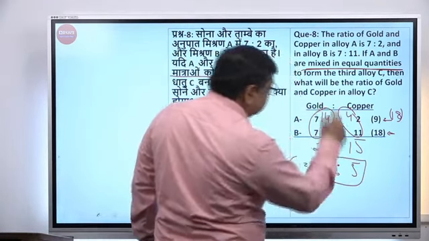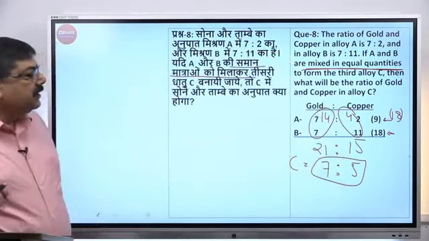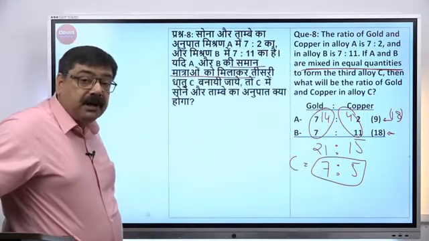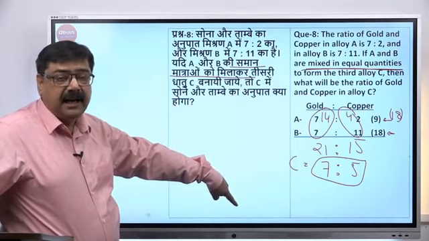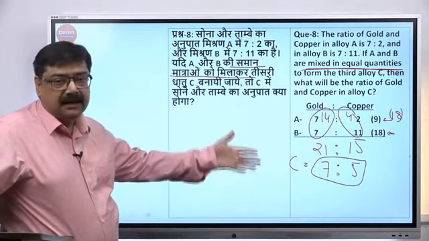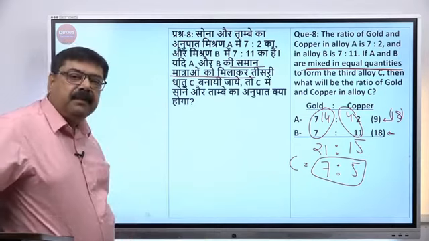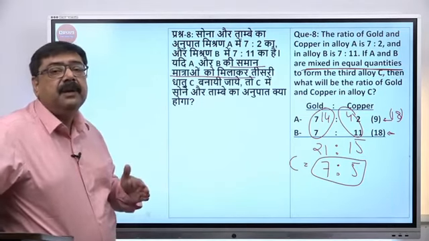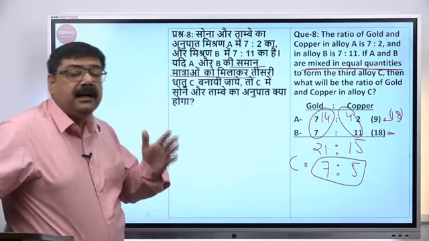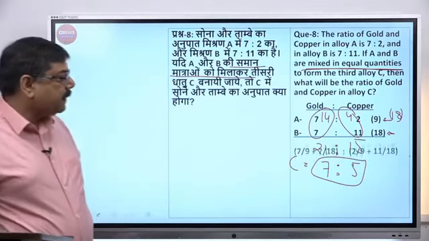7:5. That is what will be the ratio between gold and copper when you mix A and B in equal quantity and make the alloy C. तो 7 सही 5, यही आपका अनुपात आएगा C मिश्र धातु में, जब A और B की समान मात्राएं आप आपस में मिलाते हैं.